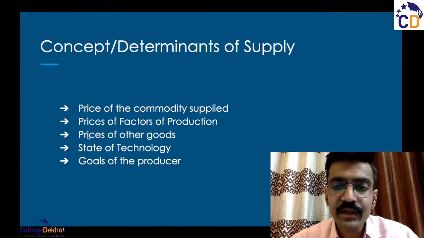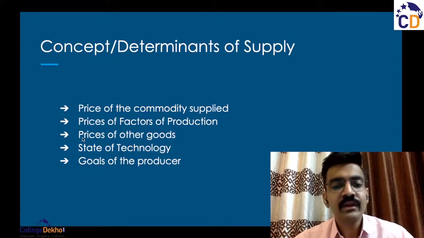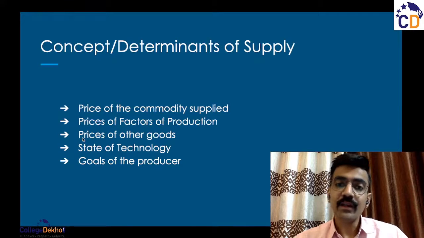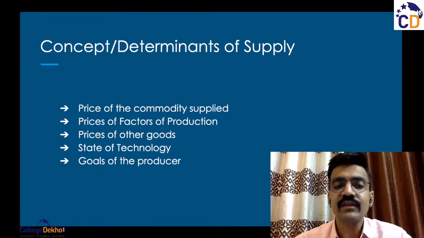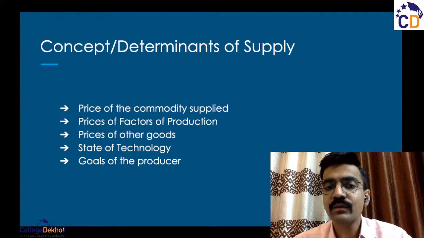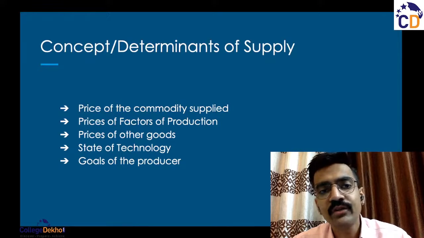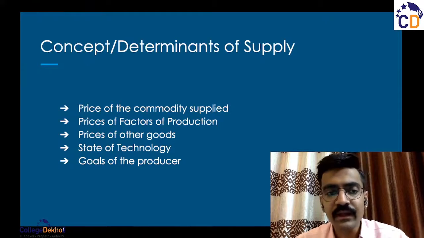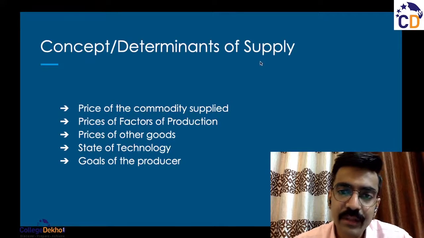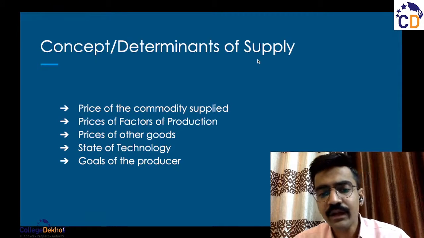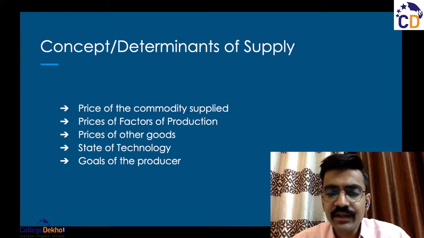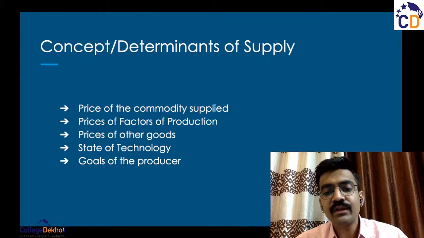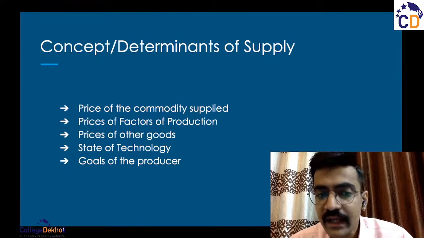Now let us look at the third determinant, which is the prices of other goods. So just like in demand, we looked at the availability of other goods, such as the supplementary goods or the complementary goods. In the same way, in supply, the prices of other goods also determine the supply of a commodity in a way that these commodities become more attractive to produce for a profit maximizing firm if the prices of other commodities rise.